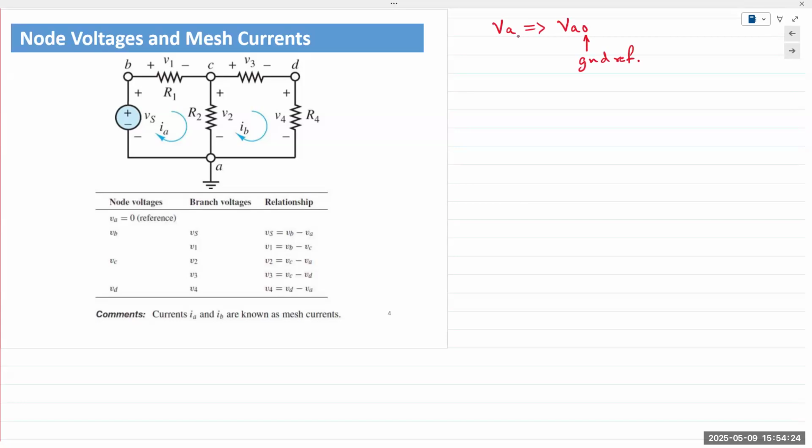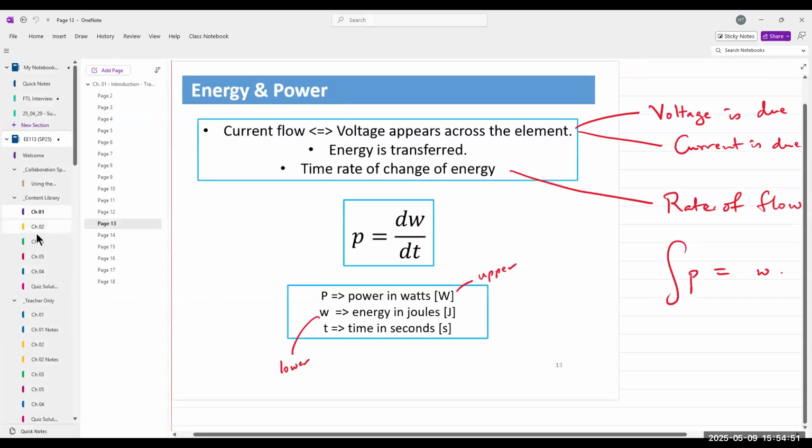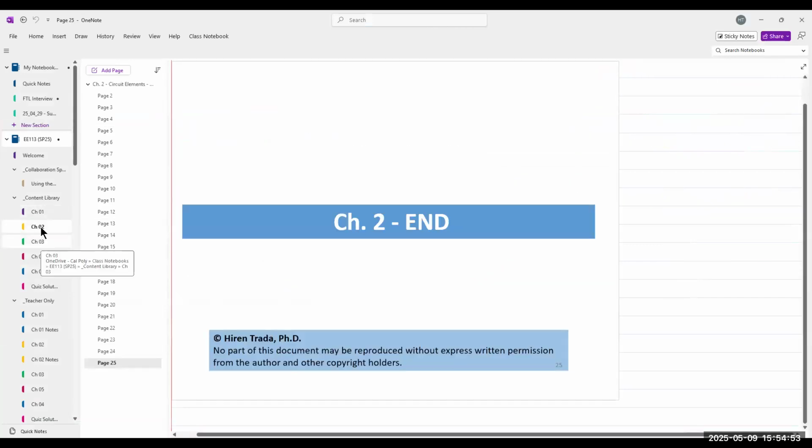Now that 0 doesn't necessarily have to be ground. It could be a different reference point in the circuit. I believe I did an example with a one-dimensional diagram of points in a circuit with different voltage levels. Do you all remember that? Points A, B, C, D, E, F, G. Let me see if I can find it. I can't remember where it was.